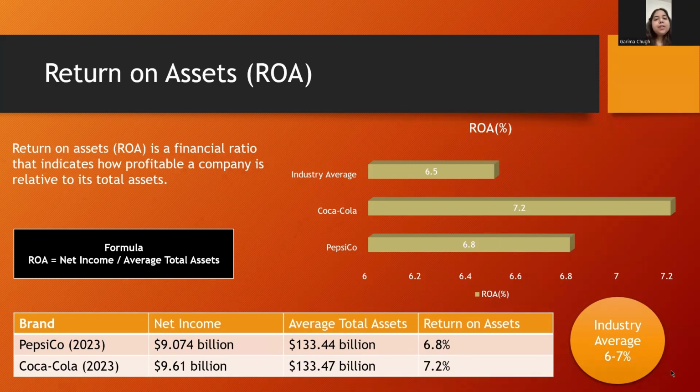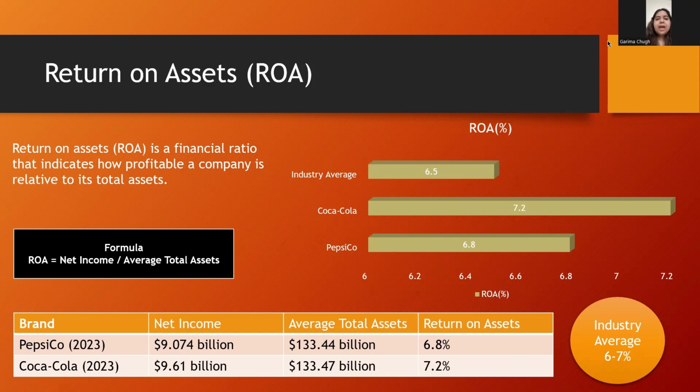So we'll discuss return on assets. Return on assets, or ROA, measures how efficiently a company uses its assets to generate profits. Its formula is net income of the company divided by its average total assets. The ROA graph shows that PepsiCo's ROA is 6.8%, while Coca-Cola's is slightly higher at 7.2%.